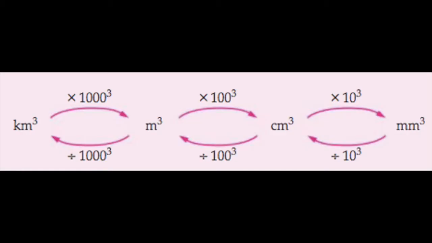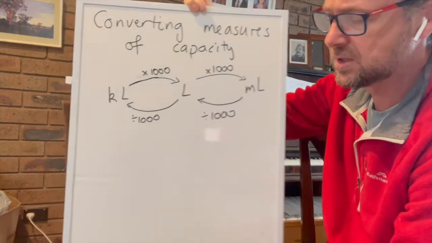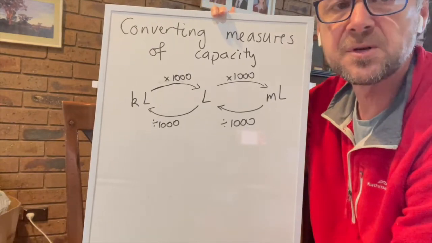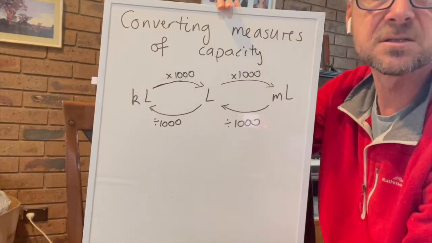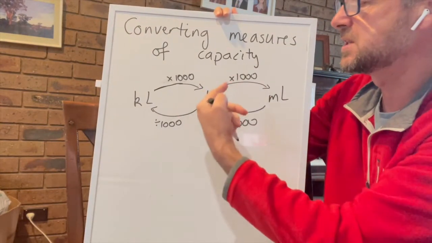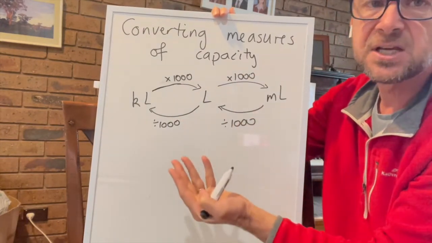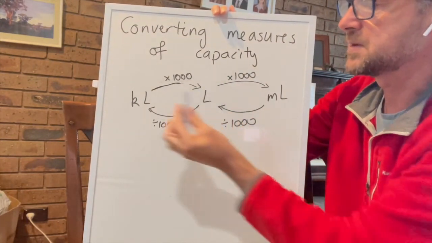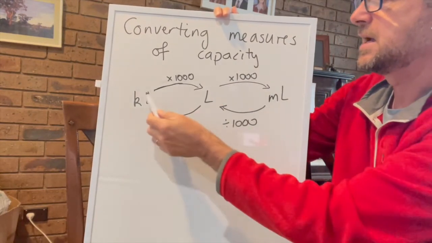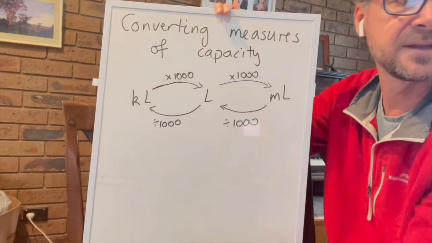Okay, now let's look at the same idea, converting measures of capacity. So the basic difference between volume and capacity is that volume is dealing with solids and capacity is dealing with liquids. So with volume, you tend to deal with meters cubed, or things that are cubed of that nature to do with meters. With capacity, you'll be dealing with litre as the base unit, and they'll either be kilolitres or millilitres. These are easier to convert because there's only 3 that we use, and to move between them is just multiplying by 1,000 or dividing by 1,000 to move back the other way.